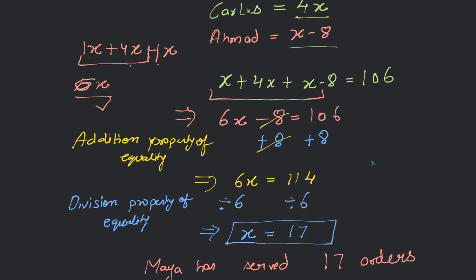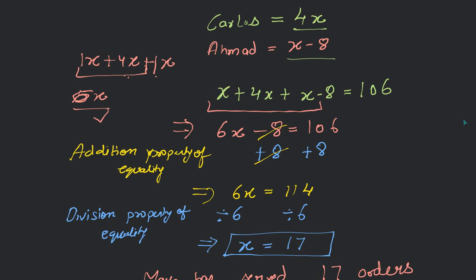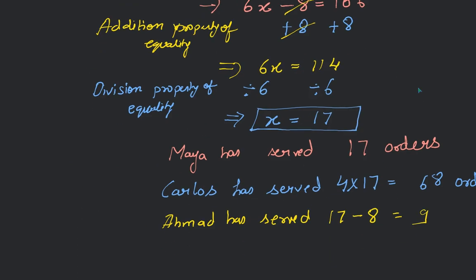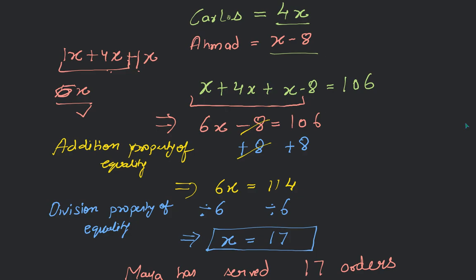So the answer we have is, we added all those numbers. It was 106 orders given. So how many orders did they each serve? They served 17, 68, and 9. Yes.